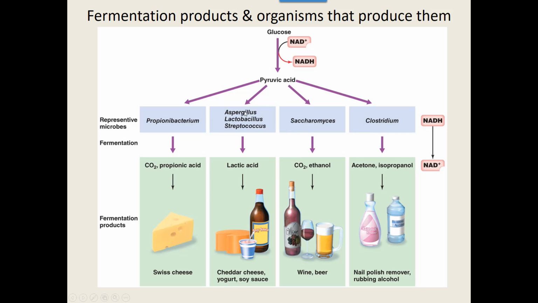Aspergillus, Lactobacillus, Streptococcus can all take pyruvic acid, and they can make lactic acid, same thing that our cells can make. And it's usually what gives kind of a sharp flavor to different foods. Saccharomyces can take pyruvic acid, and it makes carbon dioxide as a byproduct, but it's what makes our ethanol, our wine, and our beer. Clostridium, that same group of bacteria that we can find C. diff in, but different bacteria, can take pyruvic acid and make acetone and isopropyl, the isopropyl rubbing alcohol.